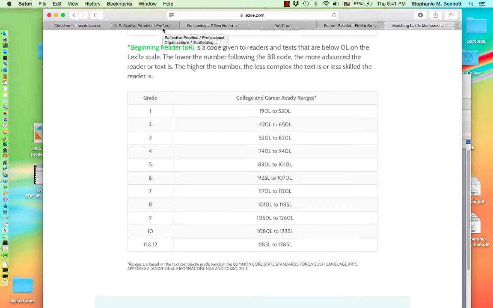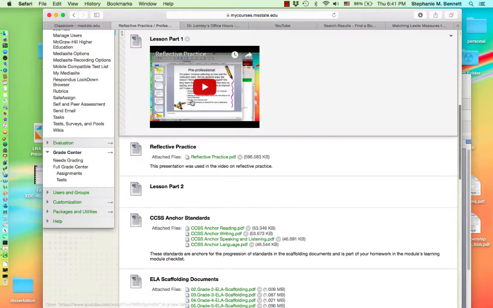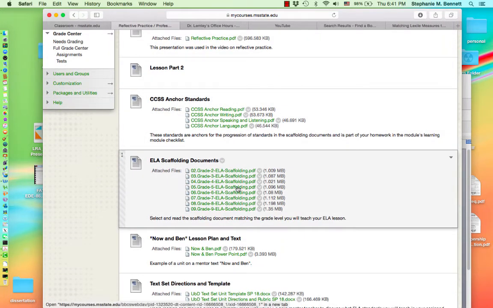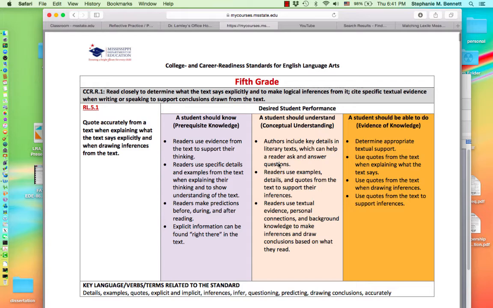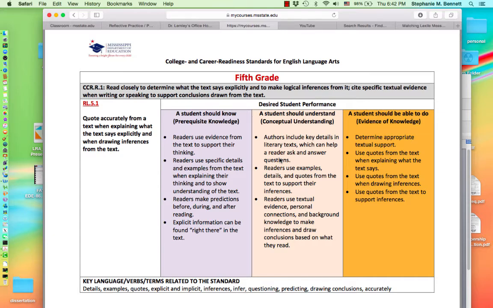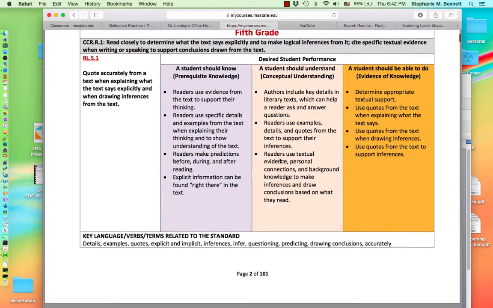So I'm now going to go look at my scaffolding documents, and for this class and what I'm wanting to do tonight, I will look at, say, the 5th grade scaffolding document. The 5th grade scaffolding document for ELA is divided up in the anchor standards for college and career readiness through the Common Core. So you have your anchor standards for reading, your anchor standards for writing, your anchor standards for language, your anchor standards for speaking and listening, and your foundational skills anchor standards. For reading, you have anchor standards within literature and you have anchor standards within informational text.